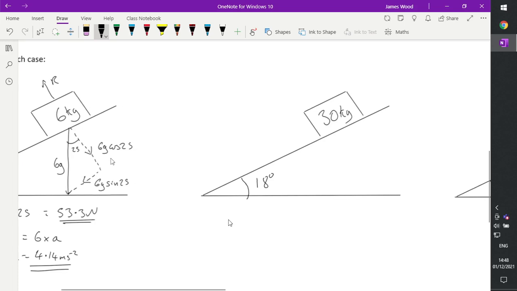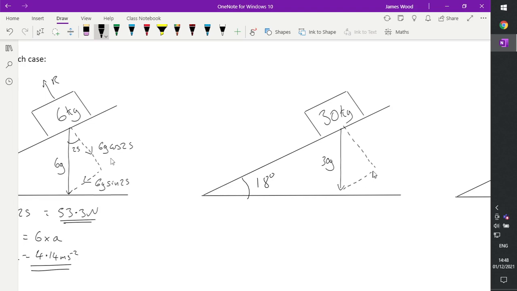Next one. Again, put the weight on. Tracks downwards, that's 30g. Resolve it into two components. So I've got perpendicular to the slope, parallel to the slope. The angle at the top is going to be 18. So this is 30g cos 18. This is 30g sine 18. And we've got the normal reaction force up here too.